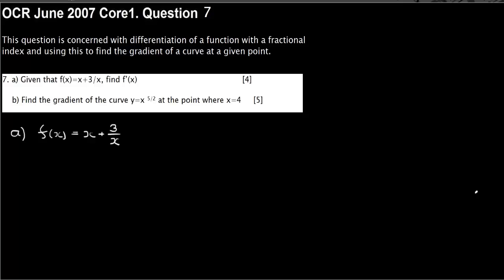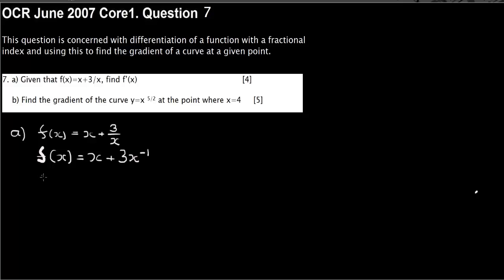So part A is we've got, given f of x, function of x equals x plus 3 over x, find f dashed of x, the derivative of the function. So we've got f of x equals x plus 3 over x. The first thing we can rewrite that as the function of x equals x plus, well, 1 over x is x to the minus 1. But we've got 3 of them, so it's 3x to the minus 1. So we can write that like that, and that allows us to differentiate it.